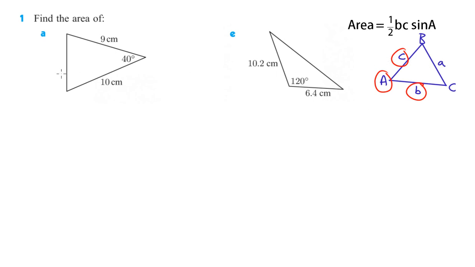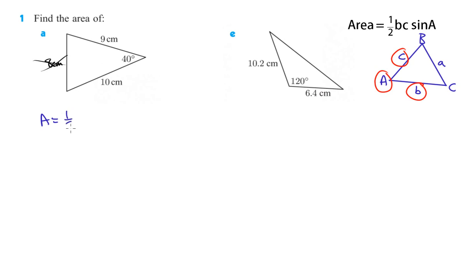If they happen to give you, like say over here, let's just pretend that this was 8 centimeters over here, you want to ignore that. For finding the area with this formula here, we do not need the side across from the angle. We just need the two sides that make up that angle. Okay? So, with that, we will simply plug that into our area formula.